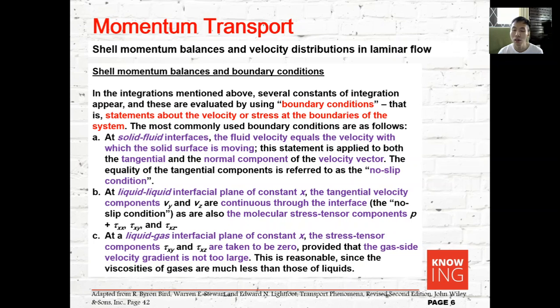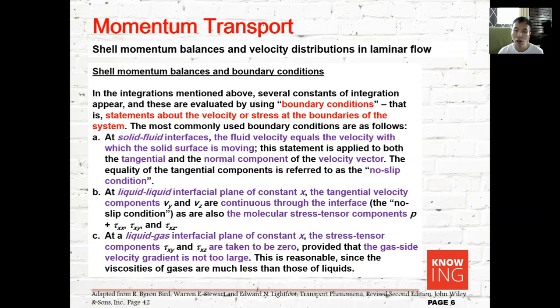The first boundary condition is that if you have a solid-fluid interface, then the fluid velocity will be equal to the velocity at which the solid surface is moving. This applies to the tangential component and the normal component of the velocity vector. People call this the no-slip condition.